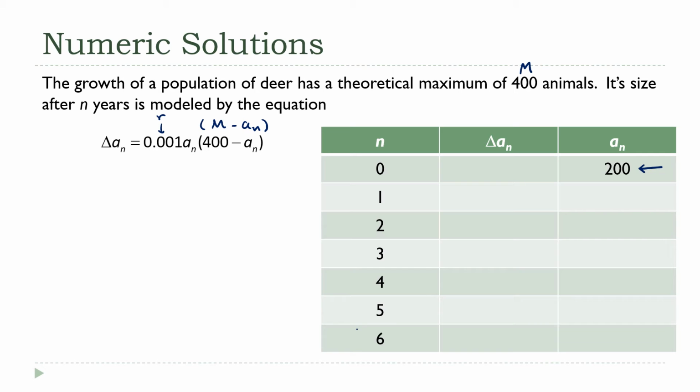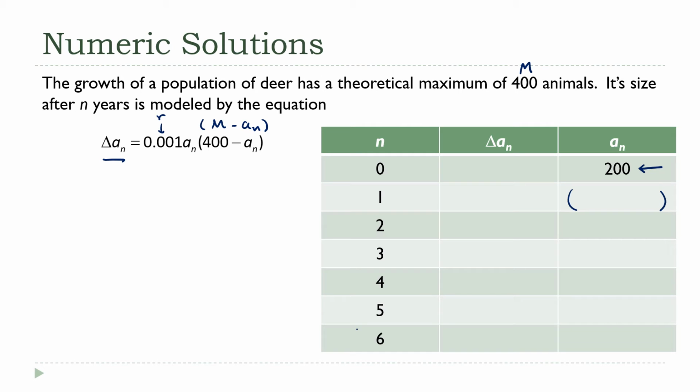So we have something to work with. What we're going to do to fill in this table is calculate delta A sub n, and then calculate the new population size, right? So how do I get these A sub n's? Well, these delta values are calculated using our formula here.